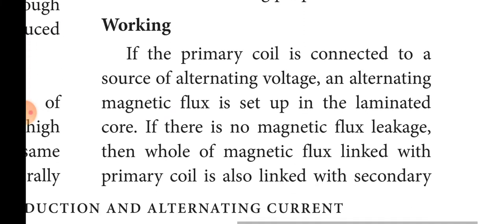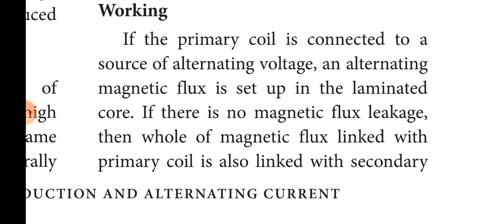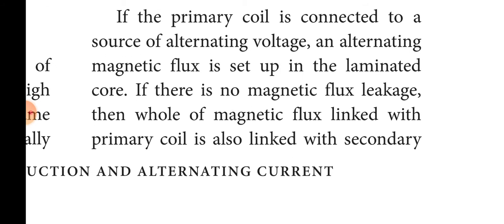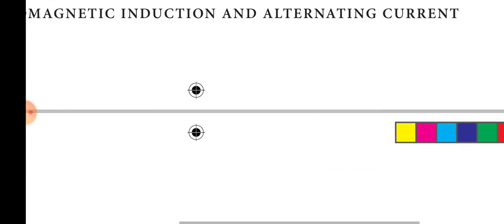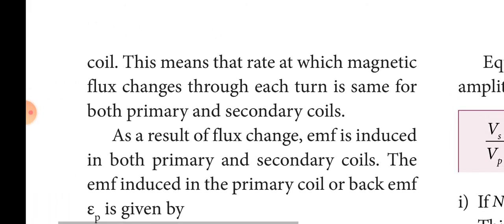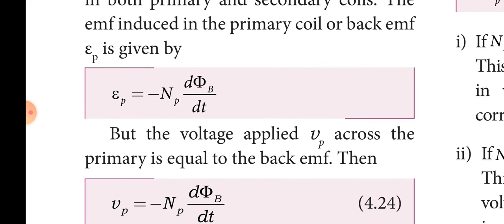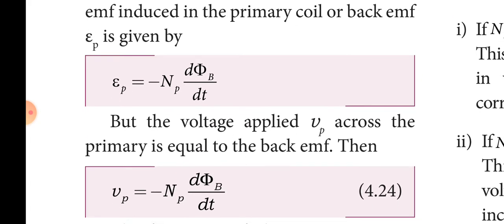Working process. First of all, if the primary coil is connected to a source of alternating voltage, an alternating magnetic flux is set up in the laminated core. If there is no magnetic flux leakage, then the whole magnetic flux is linked with the primary coil and also with the secondary coil. This means the rate at which magnetic flux changes in each turn is the same for the primary and secondary coils. So the primary induced EMF Ep equals minus Np into dφ/dt.